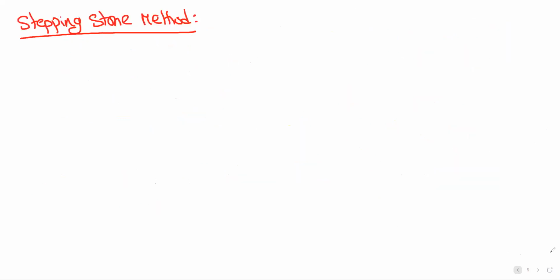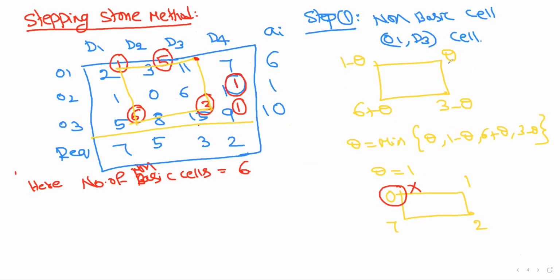For all non-basic cells, we have to allocate theta and construct a closed loop. For this one, we have to allocate a minimum theta value, so that one allocation becomes 0. Like that, we have to allocate theta, and remaining values will be changed. So one is incoming, and one more will be outgoing. This is incoming. This becomes outgoing. So whenever one is incoming, we have to send one more outside.